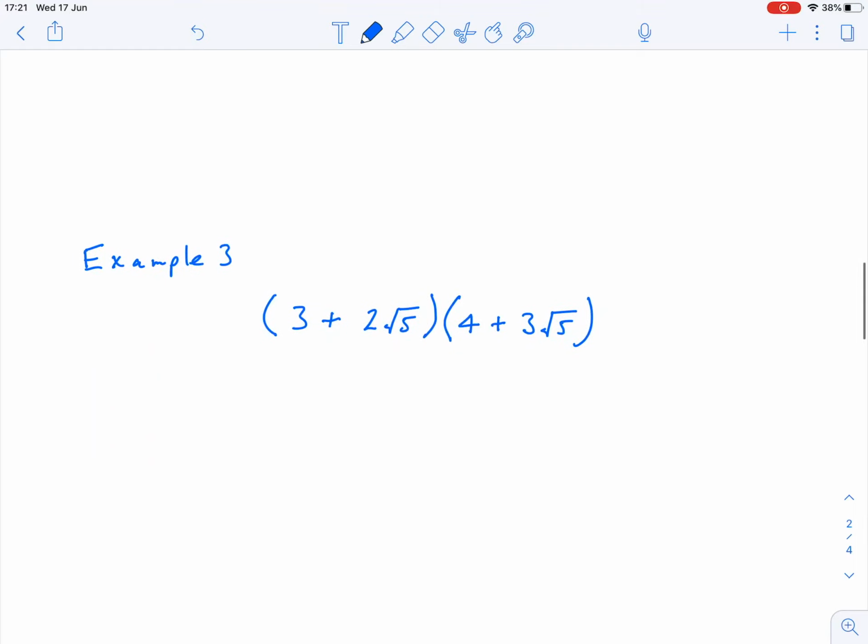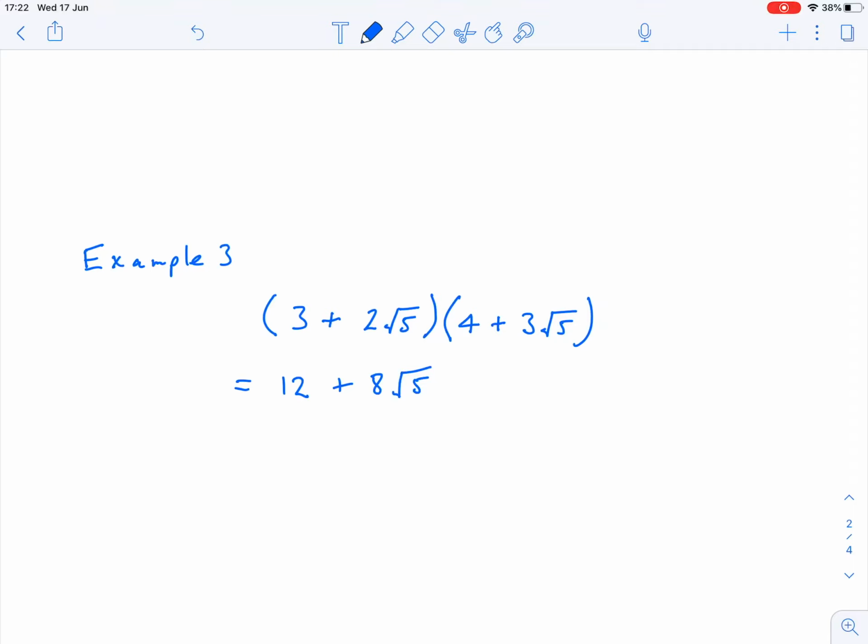So example 3. 4 times 3 is 12. Now 4 times 2 root 5. 4 times 2 is 8. And 8 times root 5 is 8 root 5, so that's plus 8 root 5. It's exactly the same as if I was multiplying 4 times 2x. 4 times 2x would be 8x. 4 times 2 root 5s is 8 root 5s.